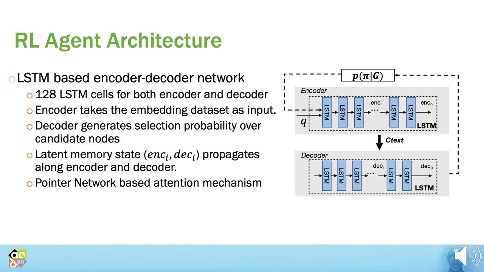We further deployed a pointer network architecture as an attention network. Pointer network has proved to be highly effective in resolving various graph-based combinatorial optimization problems, such as the traveling salesman problem.